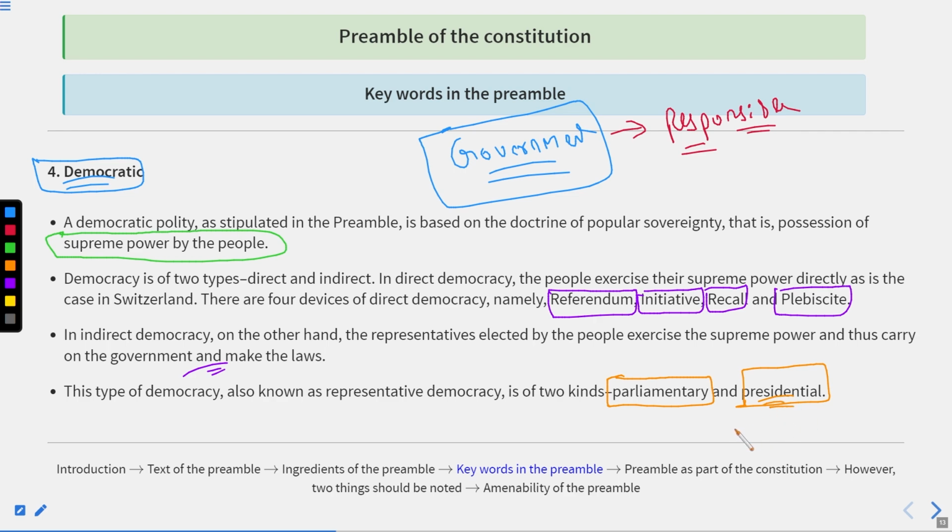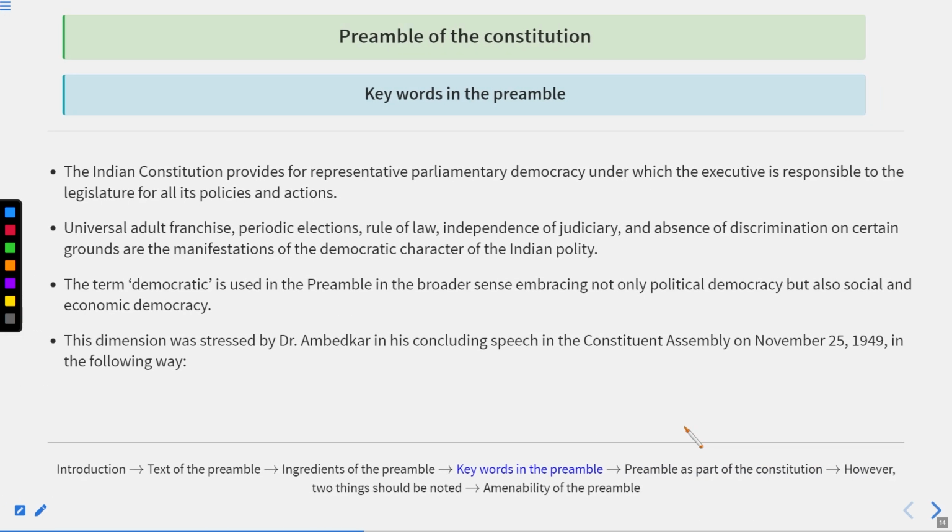All right. So what do you mean by this? Let's see. The Indian Constitution provides for the representative parliamentary democracy, under which the executive is responsible to the legislature for all its policies and actions. Okay. So remember, India is having the indirect democracy.